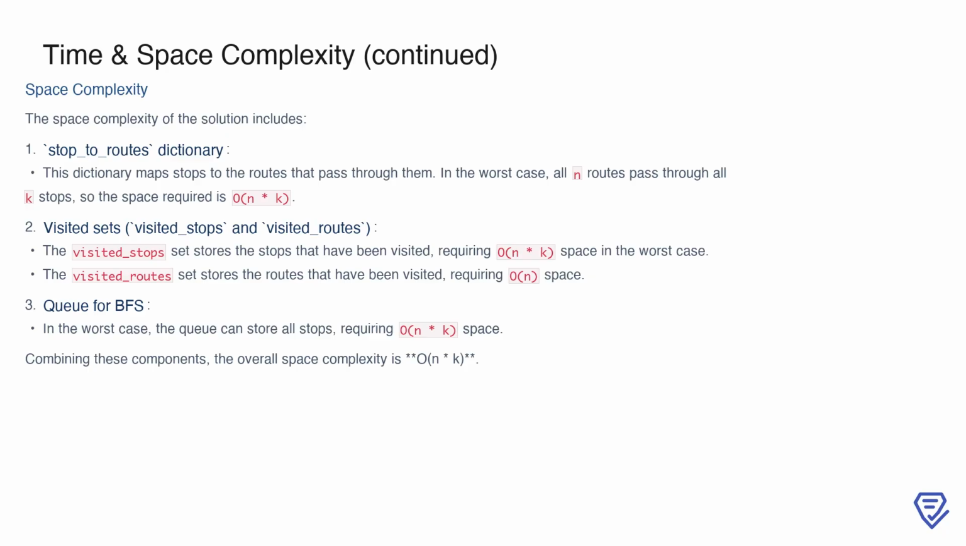The visited_routes set stores the routes that have been visited, and since there are at most n routes, its space requirement is O(n). Additionally, the BFS queue, which temporarily stores stops for exploration, can hold all stops in the worst case, needing O(n*k) space. When we combine all these components, the overall space complexity is also O(n*k).